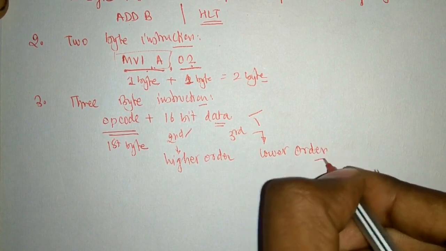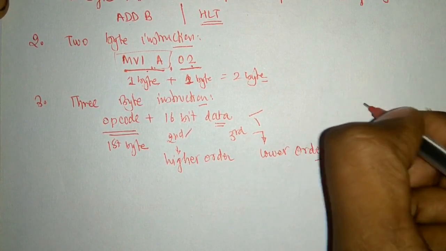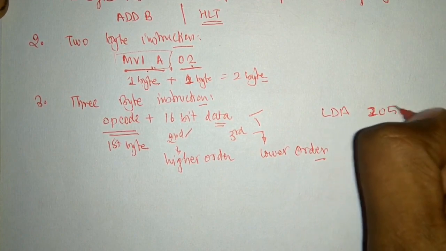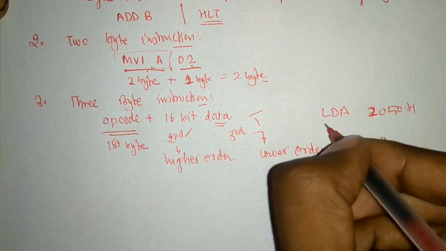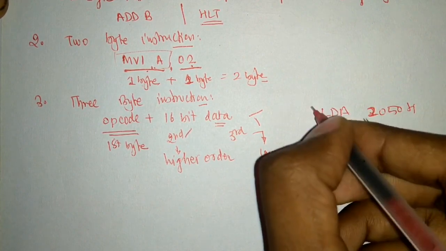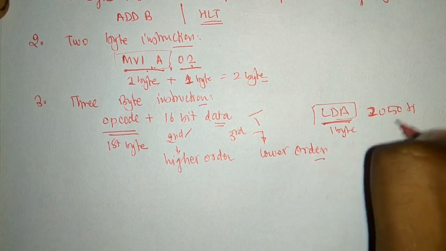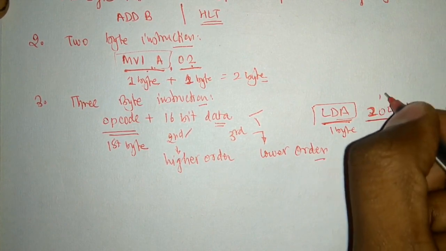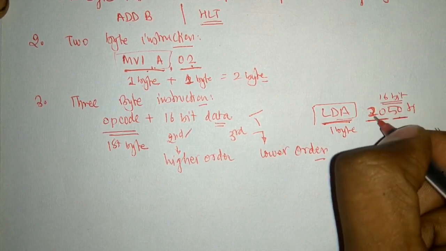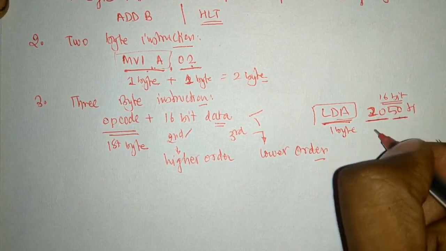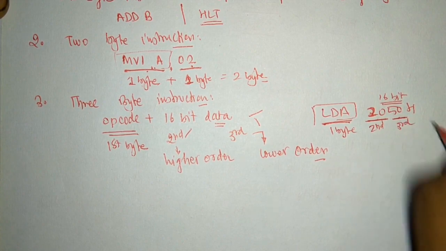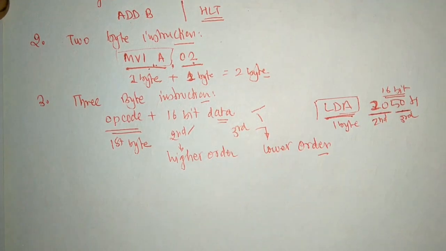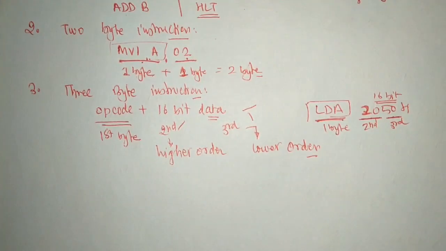For example, let's say LDA 2050H. LDA is my opcode, which is 1 byte. And in order to give 2050, I will need 2 bytes, because 20 and 50 is total 16-bit data. So 8 bits for this and 8 bits for this. This is my second byte and this is my third byte. So in this particular case I have a 3 byte instruction. So there can be these 3 types of instructions in our microprocessor.